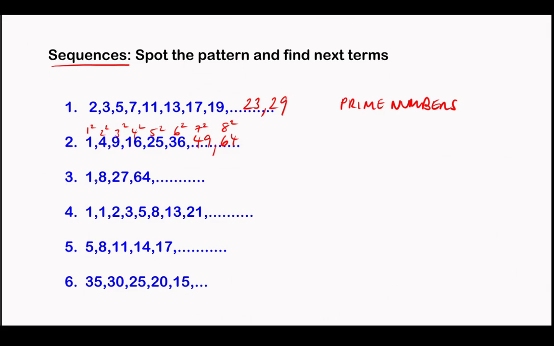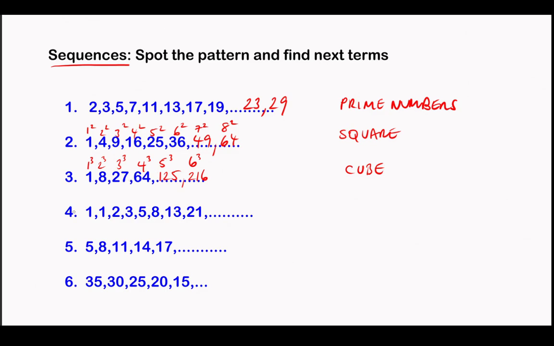What about this one, question 3? What do we think? Yep, it's actually the cube numbers. Okay, so 1 cubed, 2 cubed, 2 times 2 times 2 is 8, yeah, 3 cubed, 4 cubed. So the next number will be 5 cubed, 5 times 5 times 5, which is 125. And the next one, 6 cubed, which is 216. Okay, so these were the square ones, and these are the cube numbers. Again, you have to just be able to spot these straight away.